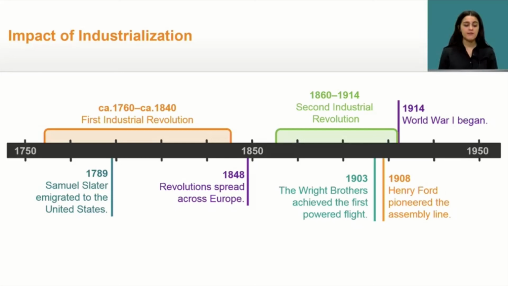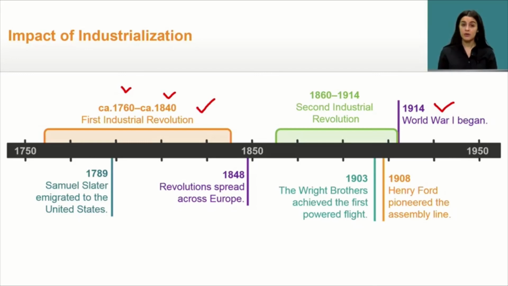During this time was the First Industrial Revolution, which was from 1760 to 1840. It was the age of revolutions. Unrest was spreading across Europe, especially France, Germany, and Italy, as people began to demand political and economic reforms. World War I was beginning, and it began in 1914.